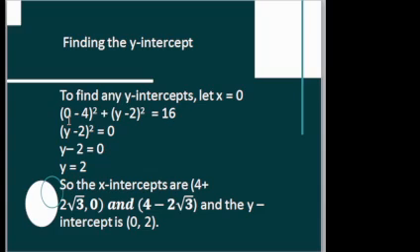So the x-intercepts are 4 plus 2 square root of 3 and 0, and 4 minus 2 square root of 3 and 0, and the y-intercept is 0 and 2. So that is how to find the x-intercept and the y-intercept. Again, if you are going to get the x-intercept, you have to let y equal 0. And to find the y-intercept, you have to let x be 0.